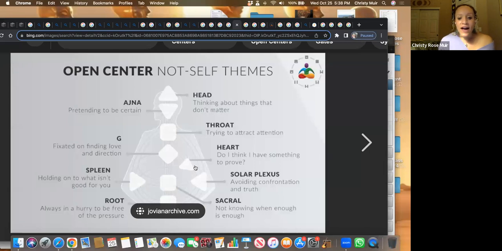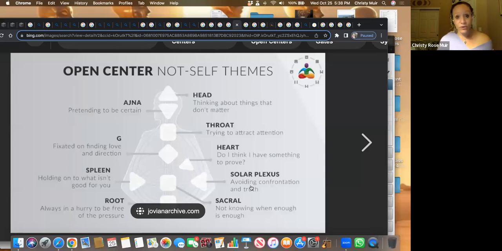Okay. If you have an open solar plexus, again, it's about a little over half of us are undefined solar plexus, and then a little less than half are defined in the solar plexus, which means that a lot of us are avoiding confrontation and truth. Why is that? Because we amplify the energy of this center when we're around someone who has a defined solar plexus. We are amplifying their emotional energy. We feel it in our bodies.